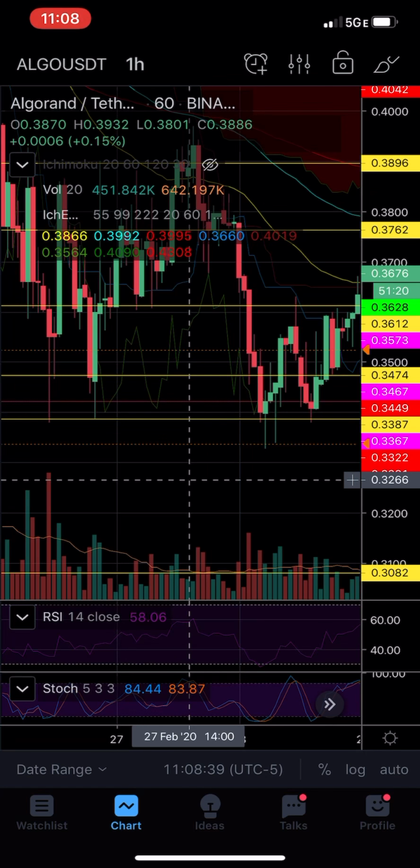The settings that I use for the stochastic are 5, 3, 3, 14 on the RSI, and of course my Ichimoku and EMAs, my Ichimoku model, that's available on my pinned tweet if you want to add that indicator to your charts as well. Let me know what you think.